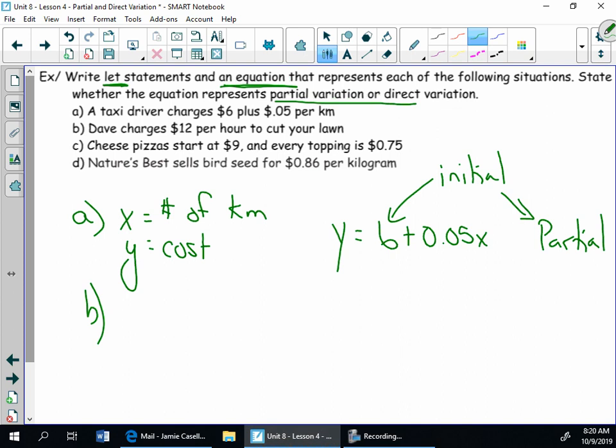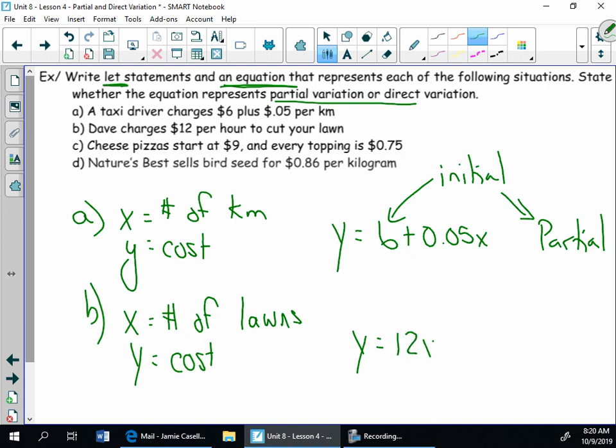Try B. Dave charges $12 per hour to cut your lawn. X equals the number of, in this case, the number of lawns. And as the number of lawns changes, so does the cost, or how much he gets paid. That's our equation. Well, this time, he doesn't get any money if he doesn't cut any lawns. So this one is just 12 for every lawn. There is no initial, so it means it must be direct. And just straight up multiply.